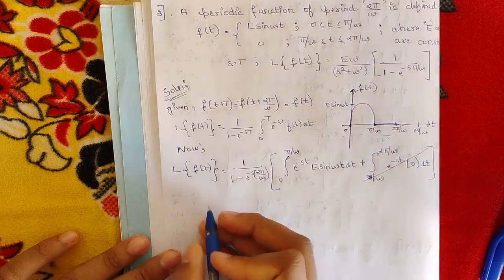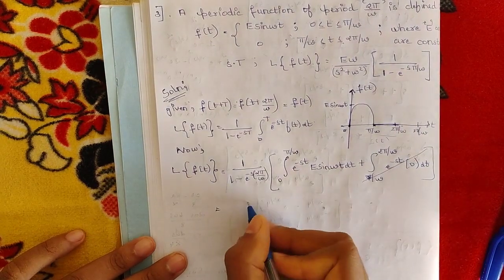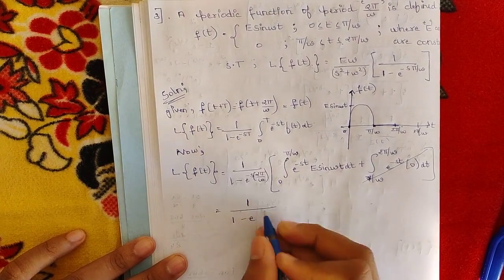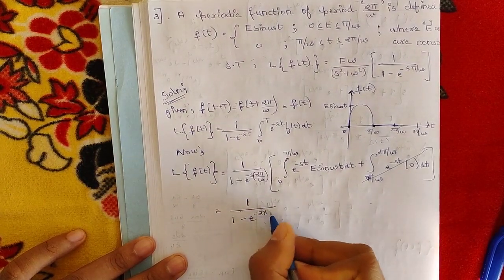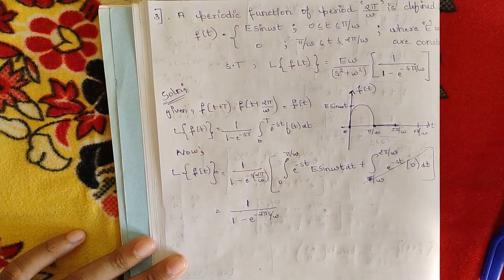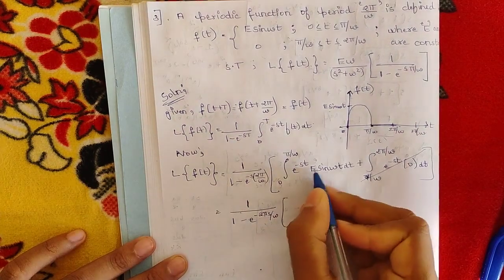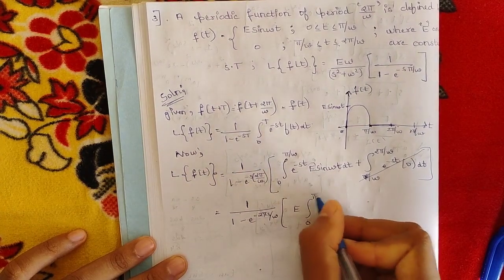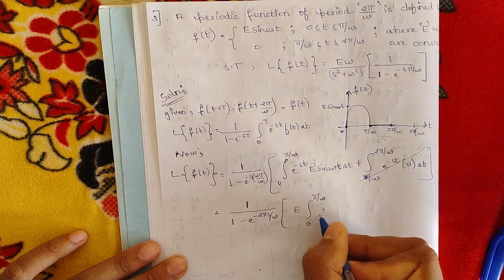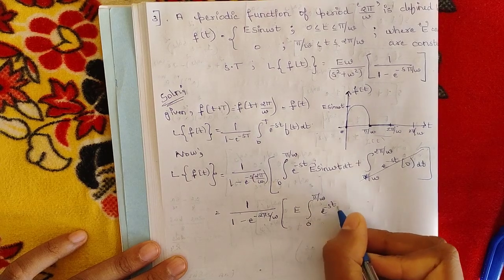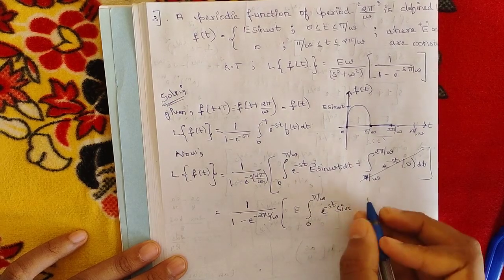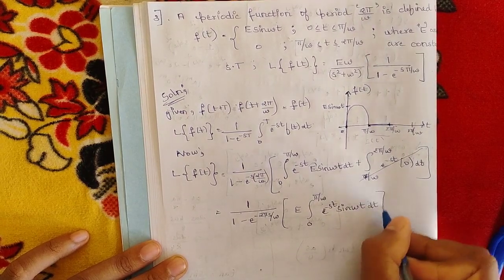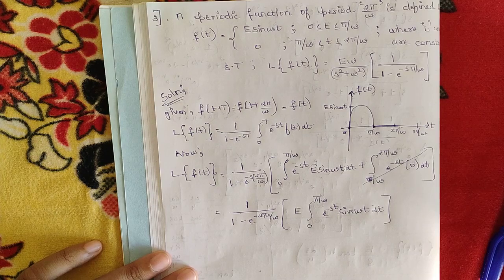So we should consider only this, that is, 1 divided by 1 minus e to the power minus 2 pi s by omega, into E, which I am taking constant outside, the integral from 0 to pi by omega of e to the power minus st sine omega t dt.